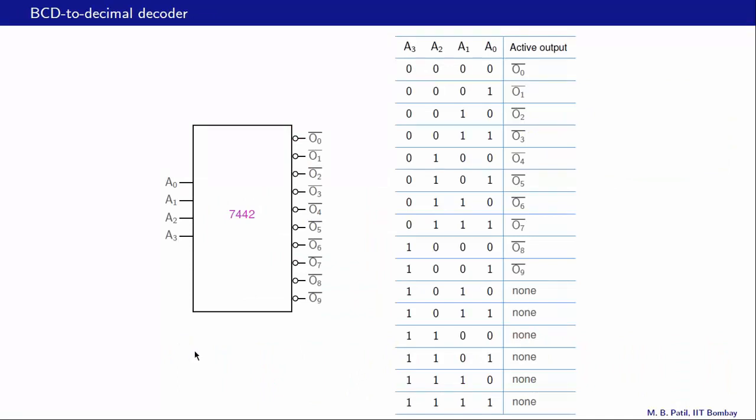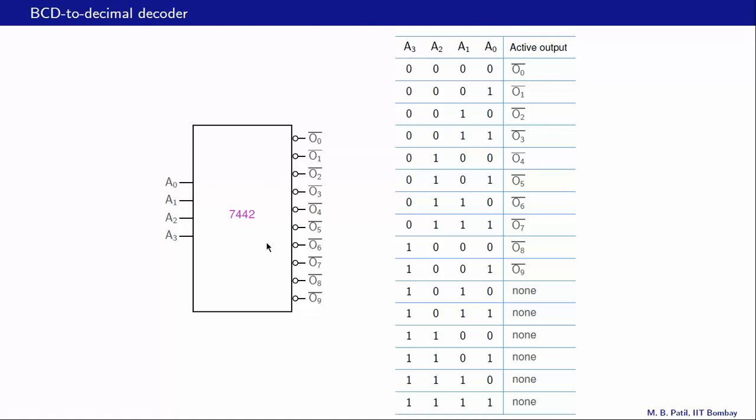Let us look at the 7442 BCD to decimal decoder. Its input is a 4-bit binary number with A3 as the MSB and A0 as the LSB. So the input numbers will range from 0000 to 1001, that is decimal 0 to decimal 9.